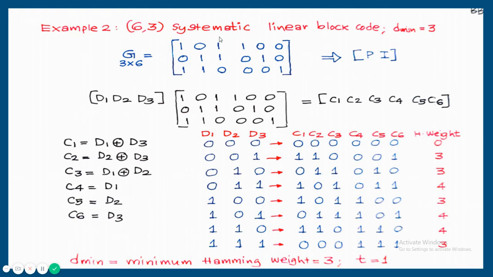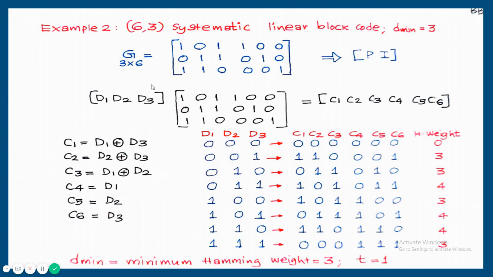So once we made the generator matrix, then multiplication. You can see there is a small difference I made here. In the previous case, I wrote D3, D2 and D1, that is, the highest number on the left side. Here for the PI format, I am writing D1, D2, D3. Then the output is C1, C2, C3, C4, C5, C6. There is no hard and fast rule for this one, so I'm just following it like this.